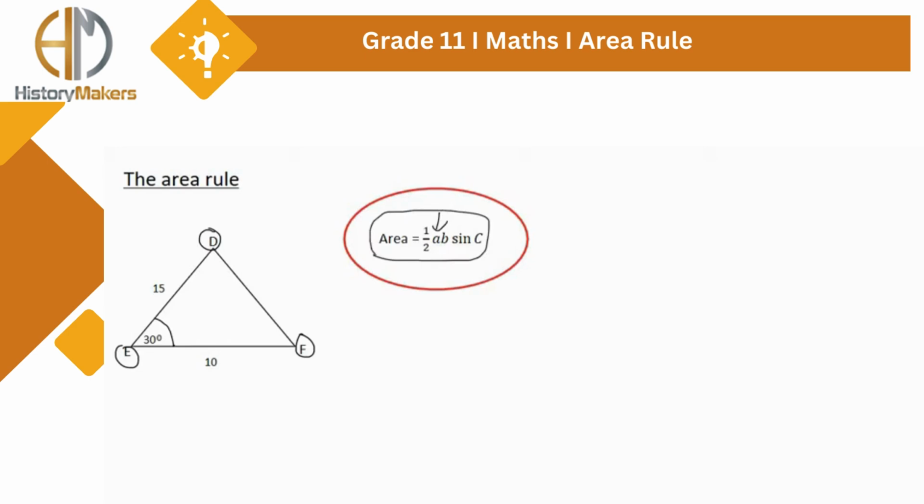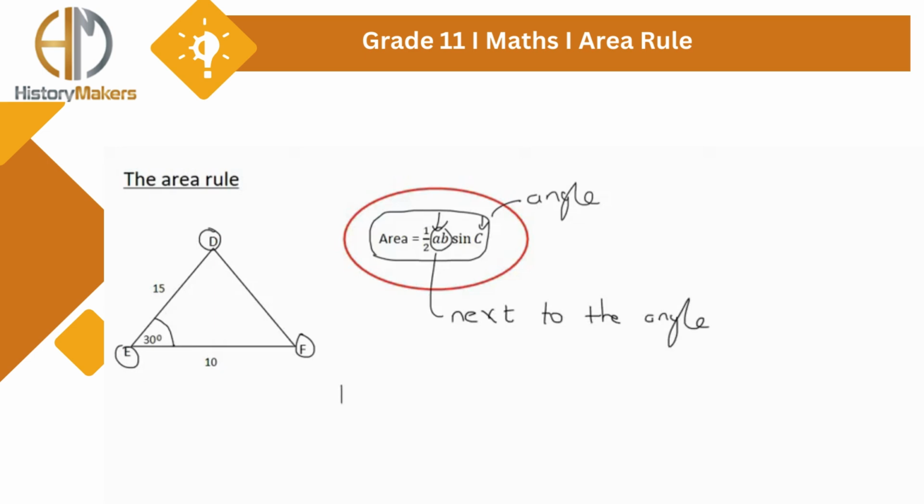Okay, so the way it works is the following. What C represents is the angle. Okay, so that's the angle. Then A and B, they must be next to the angle. That's all. Next to the angle. That's how this formula works.